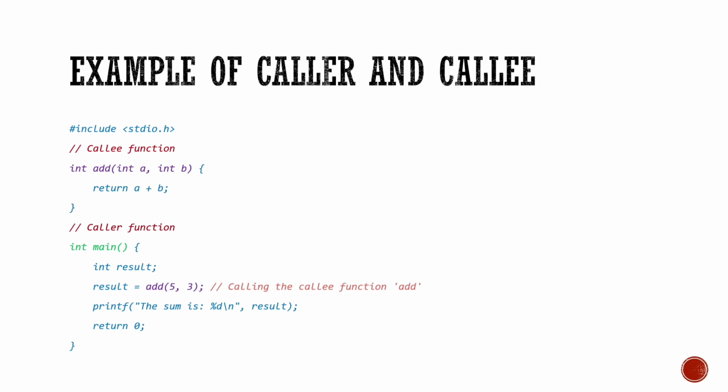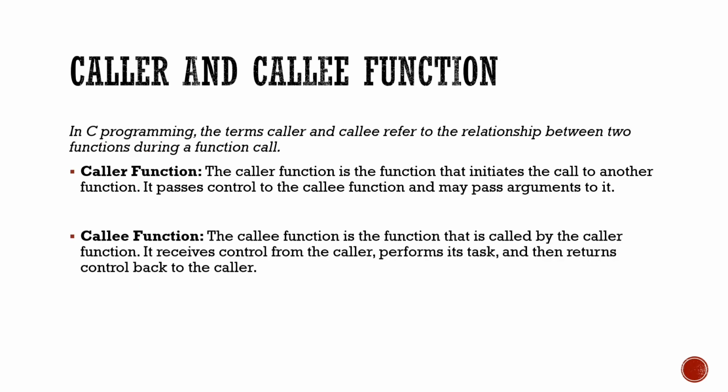So here inside the main function we are calling a function, result add, and passing 5 and 3. This function will be called the caller function, because I'm calling someone, or giving access to another program to do something. The callee function is the function that is called by the caller function. It receives control from the caller, meaning it gets access from the caller, and it does some tasks. After that, that access will be returned back to the caller.